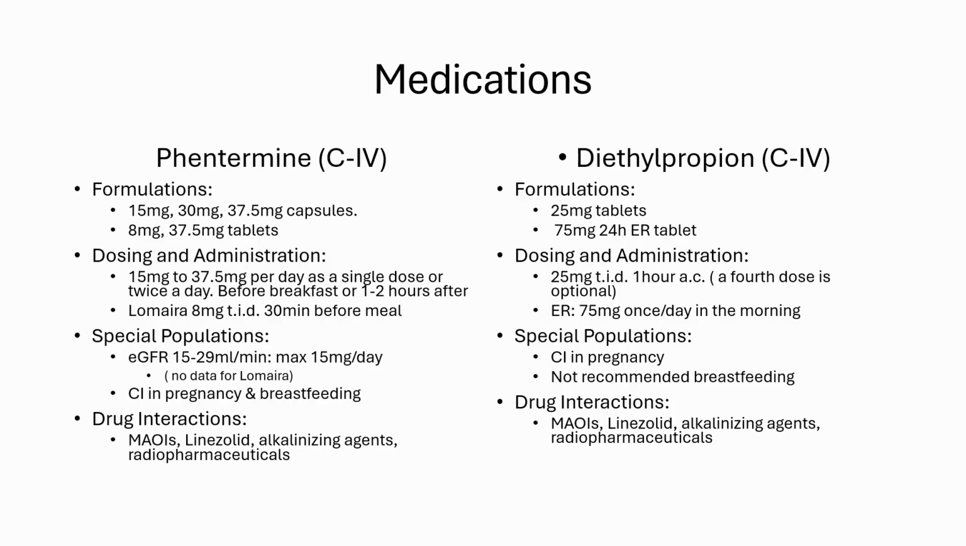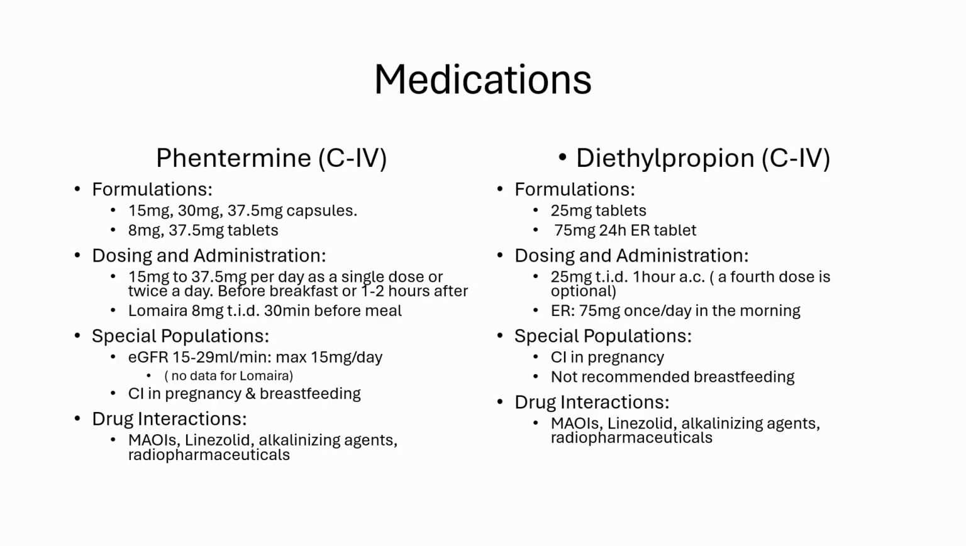Phentermine is available in oral capsules and tablets. The dosing depends on the formulation. The dose can range from 15 milligrams up to 37.5 milligrams per day, either taken as a single dose before breakfast, or the dose can be split with a twice-a-day regimen. Lomaira is a lower dose 8 milligram formulation designed to be taken 3 times a day to target eating patterns throughout the day, which allows for flexibility in dosing.